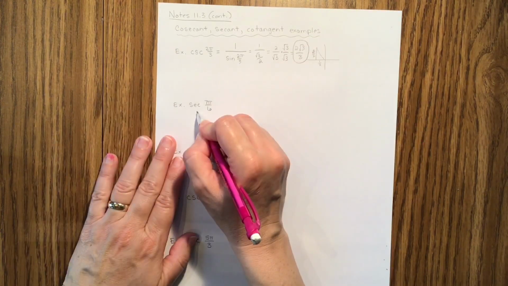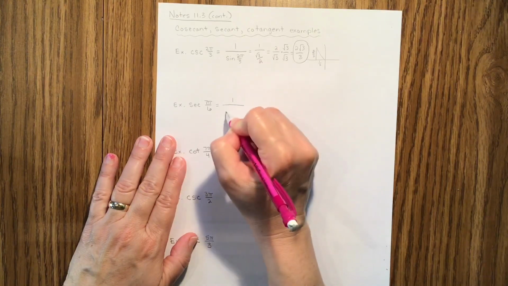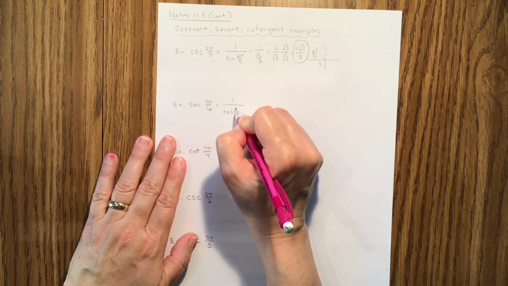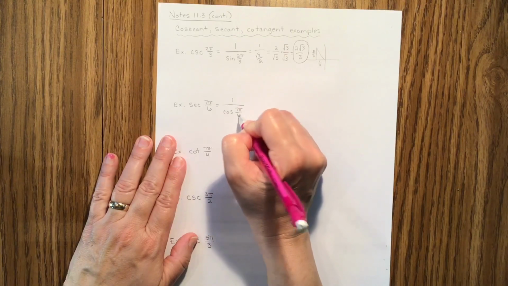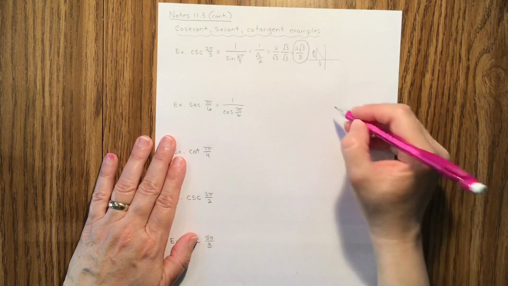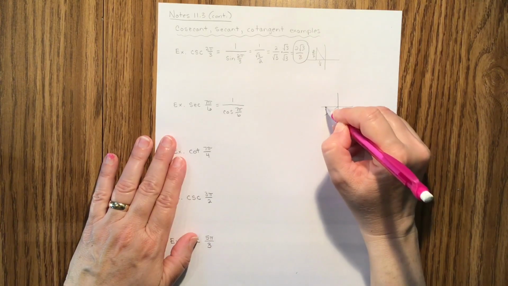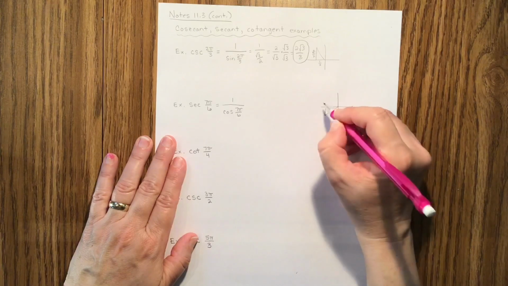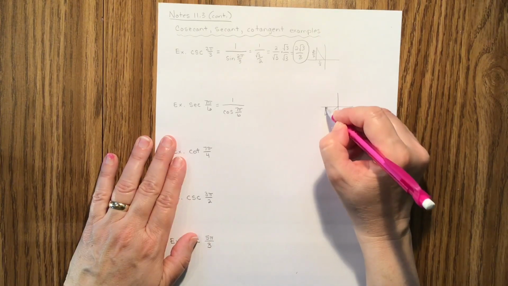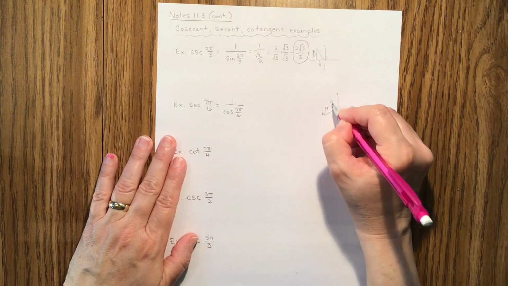I have secant function. That is the reciprocal of cosine. So this is the same as 1 over the cosine of 7 pi over 6. Now 7 pi over 6 is in the third quadrant, so that would be down here. It's going to be a shorter triangle, so the y coordinate would be the 1/2 and the x coordinate would be root 3 over 2.